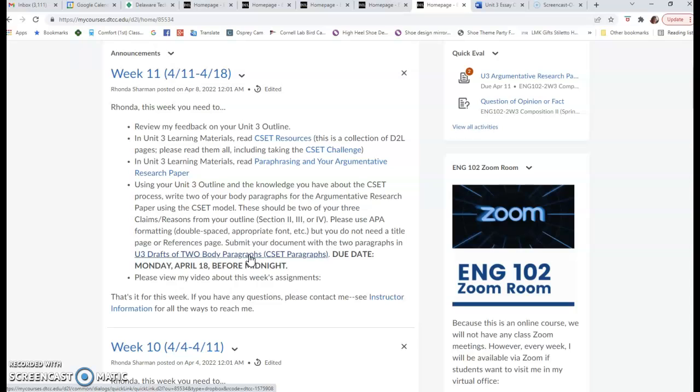So if you are doing claim 1 and claim 3, you do them in that order. If you're doing claim 1 and 2, don't start with the second claim and follow it up with the first one. Put them in whatever order you listed them on your outline, unless, of course, I told you to rearrange them. All right, so for this week, you are writing 2 of your paragraphs, which will eventually be in your final paper.